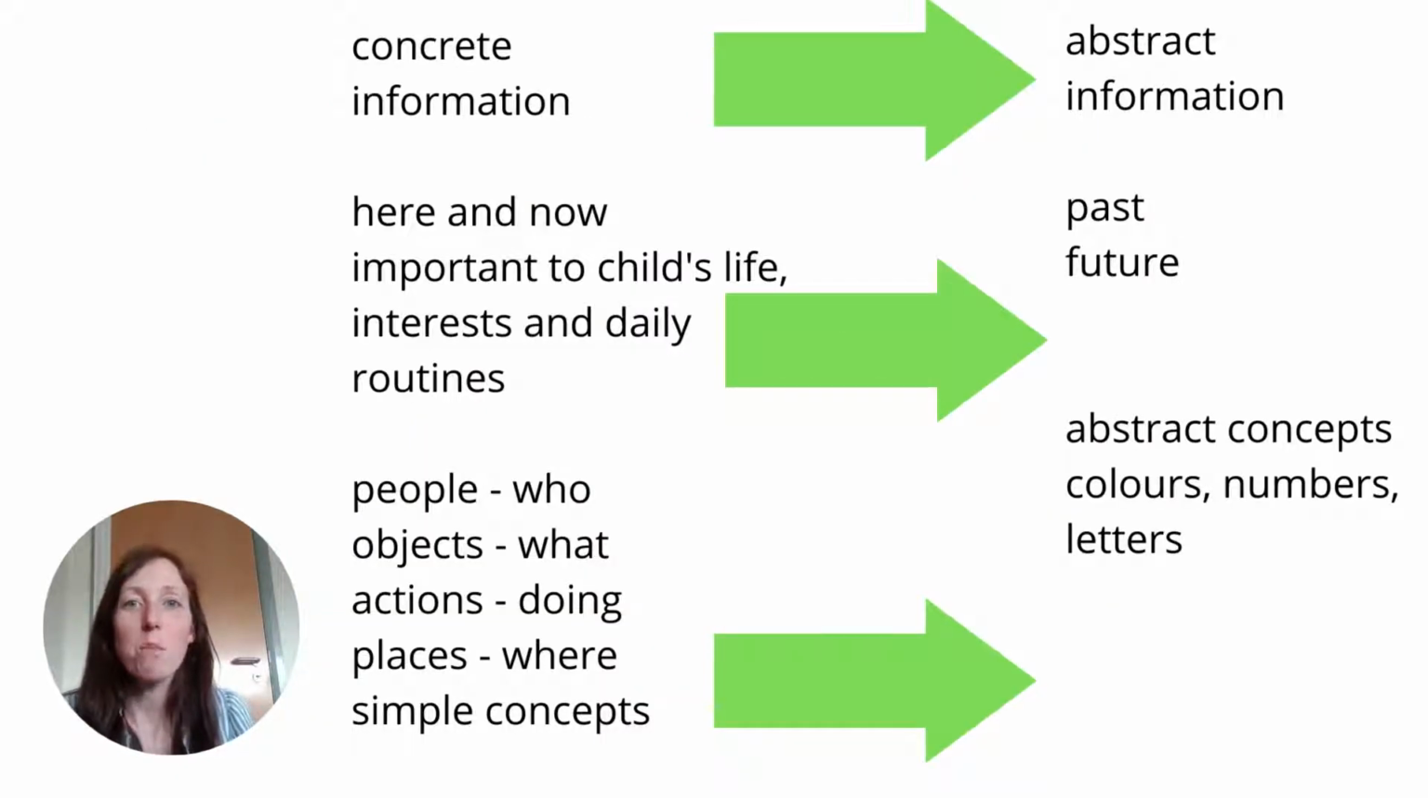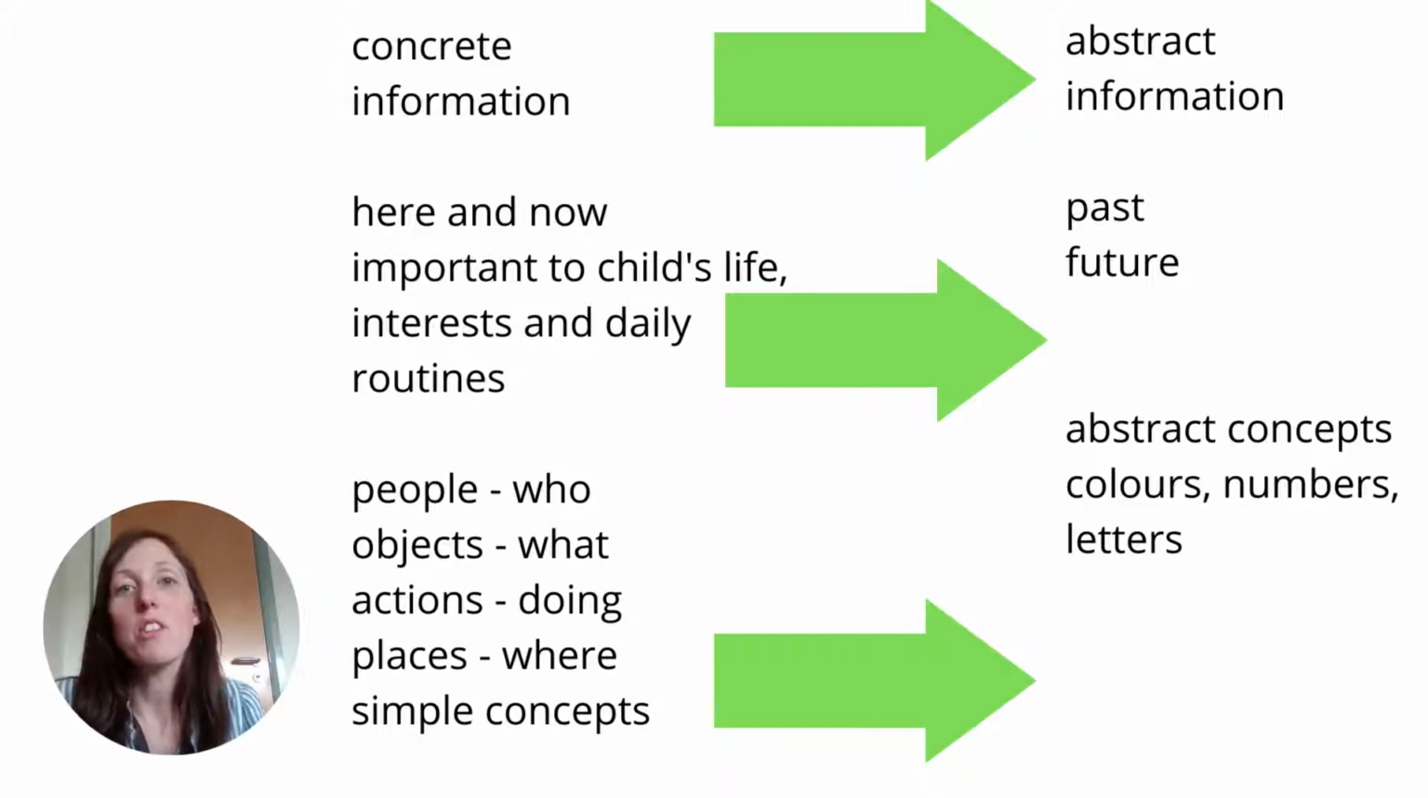The other thing that develops over time is your child's understanding of concrete information. So information that's here and now, information that's based on real objects or actions that are happening in front of them, things that are very familiar to them. So their most familiar people in their lives, the most familiar objects, the things they're interested in, the actions that they do every day, like eat, drink, sleep, play, and places that they visit regularly.